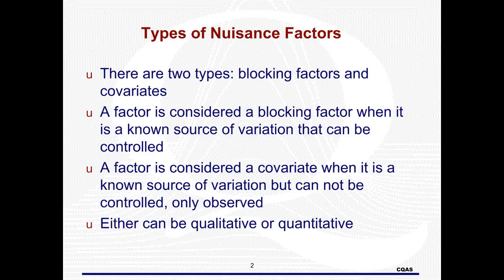Nuisance factors fall into two categories: blocking factors and covariates. Blocking factors are variables we can control, like grouping similar experimental units together. Covariates, on the other hand, are variables we cannot control but can measure. The key difference is control versus observation. Both types can be either qualitative or quantitative.